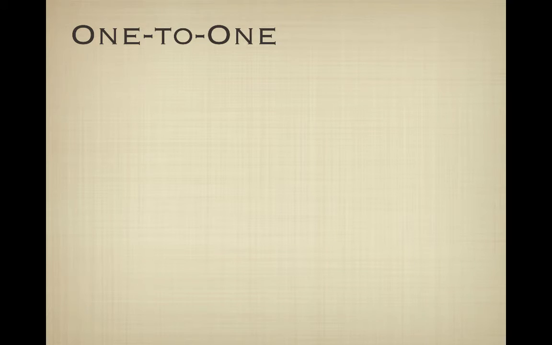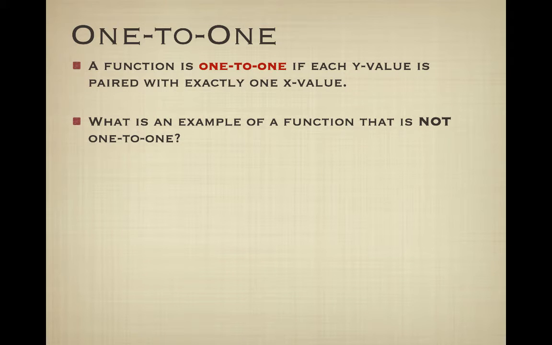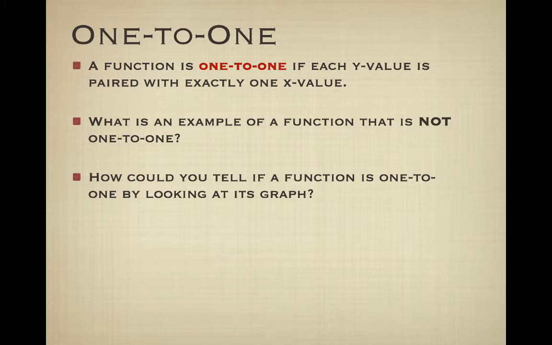One-to-one functions. A function is one-to-one if each y value is paired with exactly one x value. What is an example of a function that is not one-to-one? For me, one of those that's definitely not one-to-one is a parabola. Parabolas are not one-to-one because you're going to be going to the same y values on both sides of the vertex.